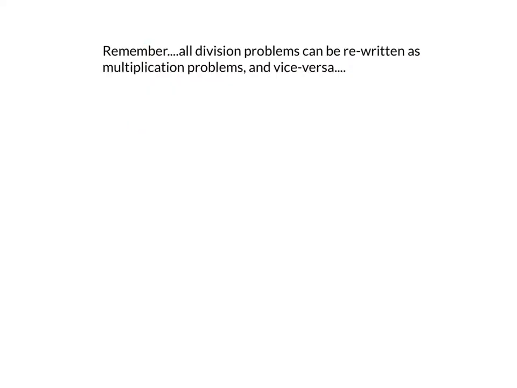One thing to remember is that all division problems can be rewritten as multiplication problems and vice versa. So if I had the division problem 32 divided by 4, which I'm going to write as a fraction, I know that 32 divided by 4 is equal to 8. If I wanted to, I could rewrite that as a multiplication problem because it's the same family of facts. 32 divided by 4 equals 8 is exactly the same thing as 8 times 4 equals 32.